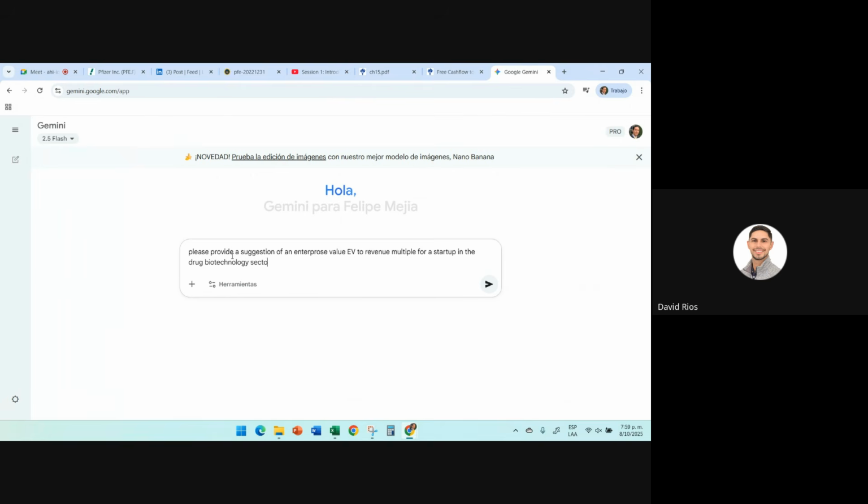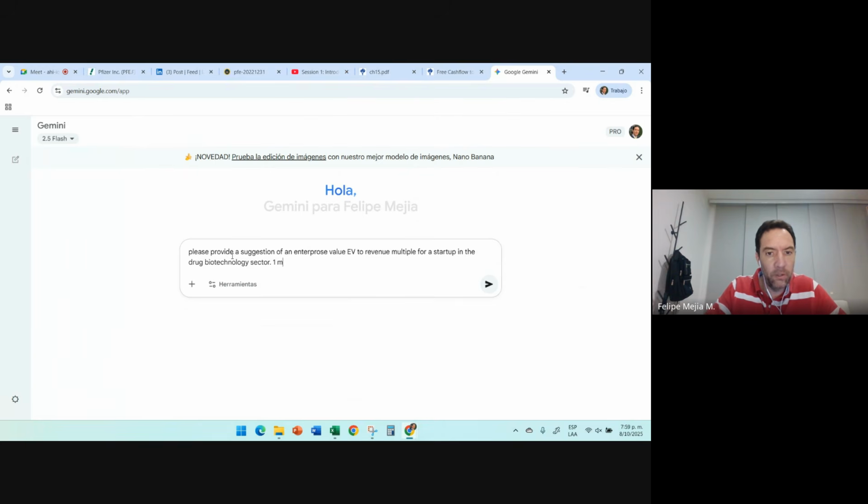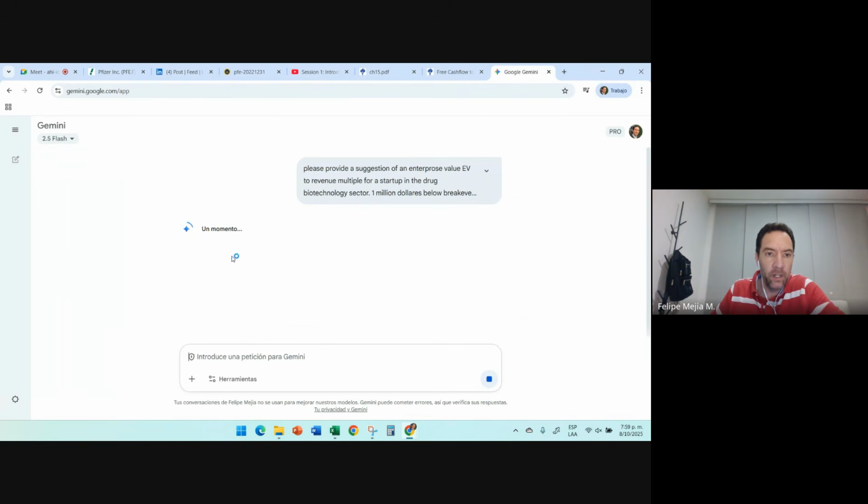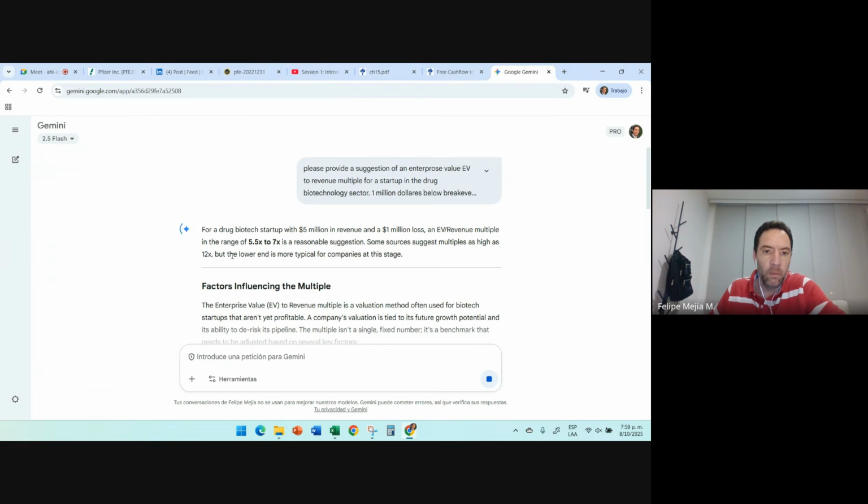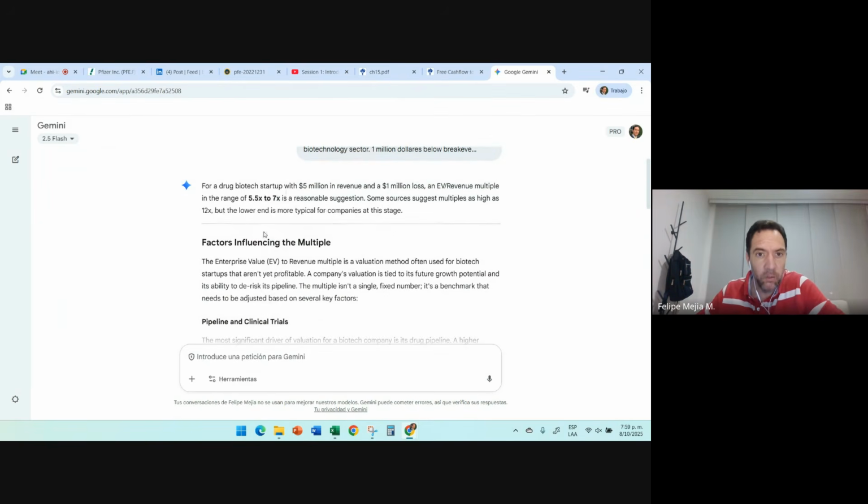Felipe, can we use maybe $1 million below break even? Let's place $1 million below break even, and revenue of $5 million. So look, even though I'm telling the artificial intelligence, even though I'm telling Google, that the company does not have a profit, I'm still asking for a valuation. What I'm asking for is just a number that I can multiply the revenue, which is by definition positive, times a number of years. So I just click enter, and then we will have a long conversation about what should be considered this revenue.